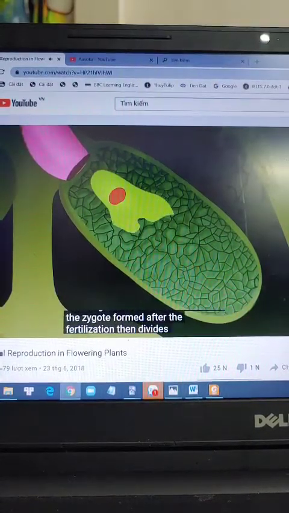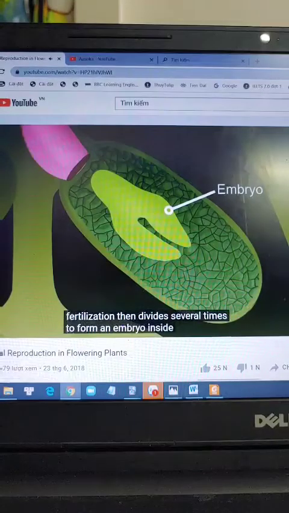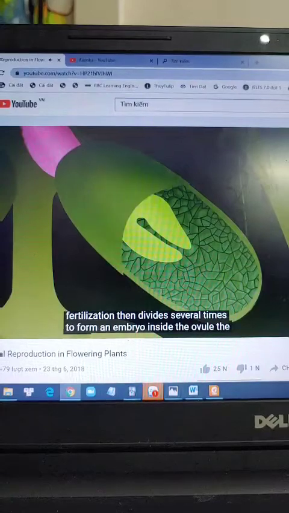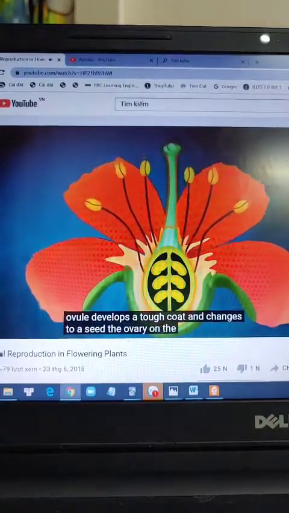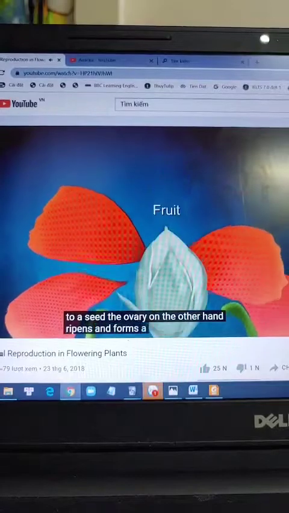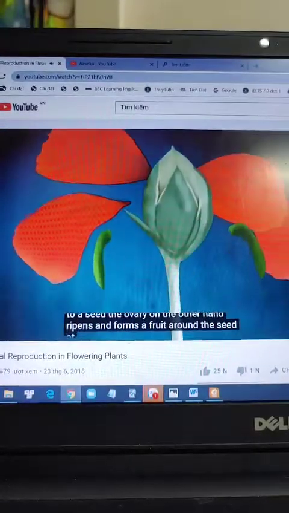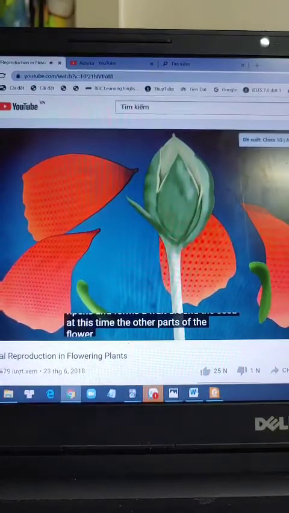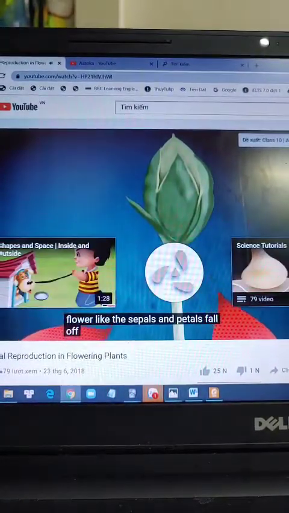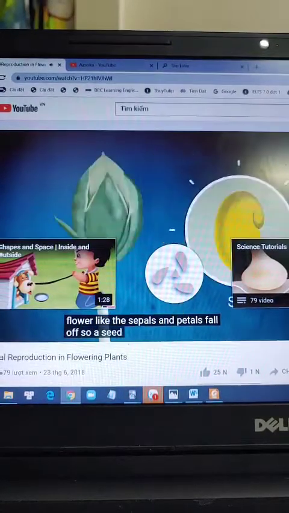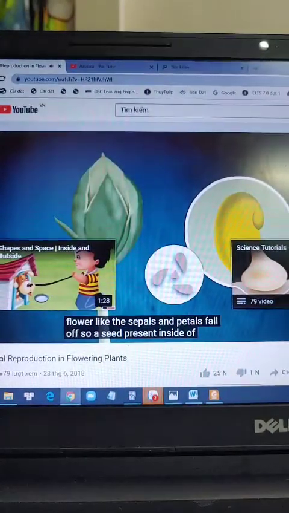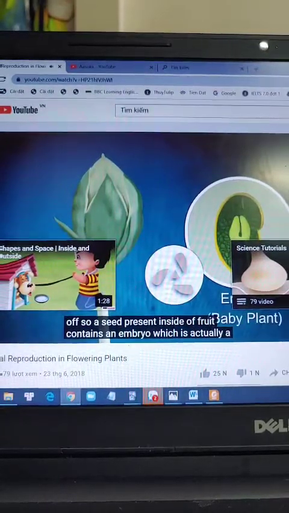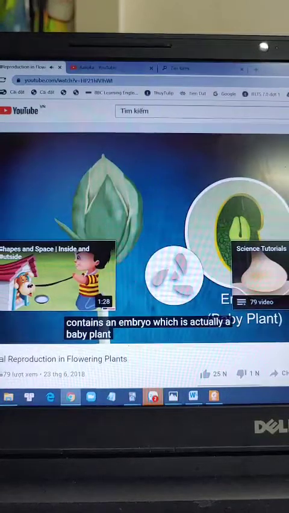The zygote after fertilization then divides several times to form the embryo inside the ovule. The ovule develops a tough coat and changes into the seed. The ovary, on the other hand, ripens and forms the fruit around the seed. At this time, the other parts of the flower like the sepals and petals fall off. So a seed present inside a fruit contains embryos, which are actually baby plants.